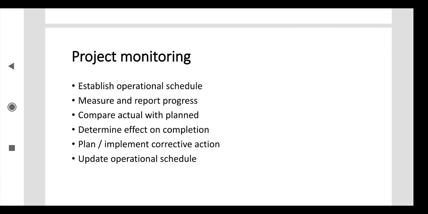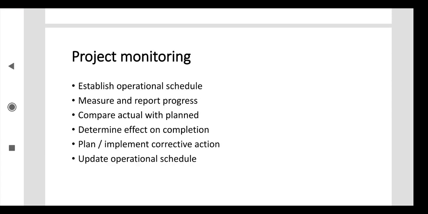Then we have to compare with the planned one. So this is the actual process we have to do. Previously we have completed some projects, and now we have to compare with the previous projects. That is, compare actual with the planned. Next one, determine the effect of the completion. At the time of the completion, we have to determine the effect for the completion of the project.